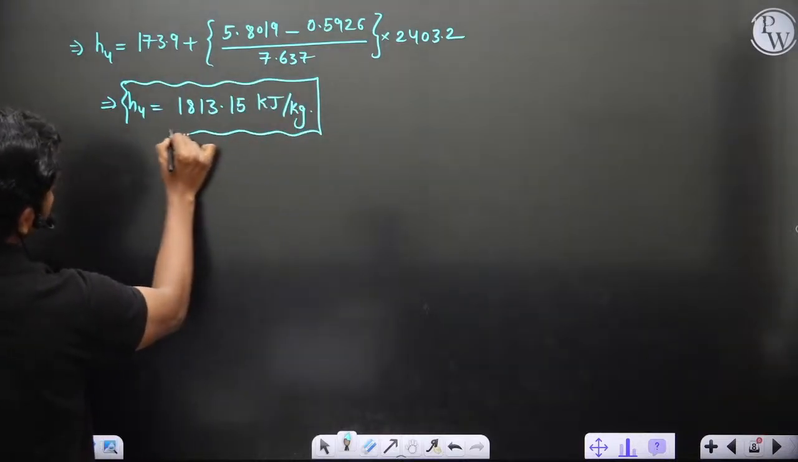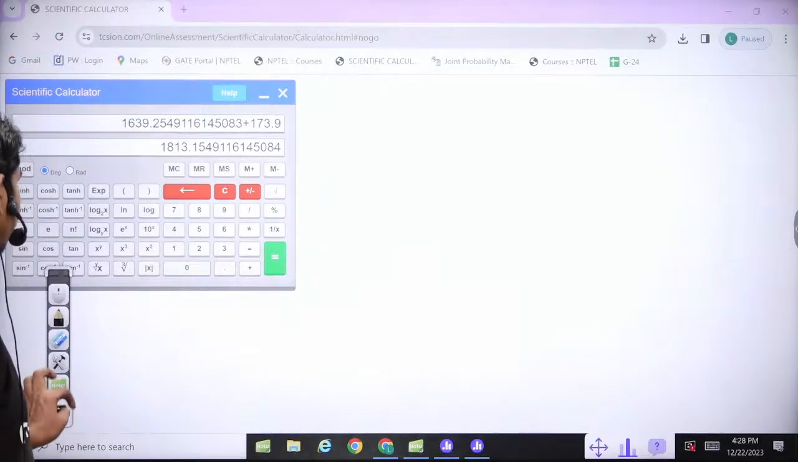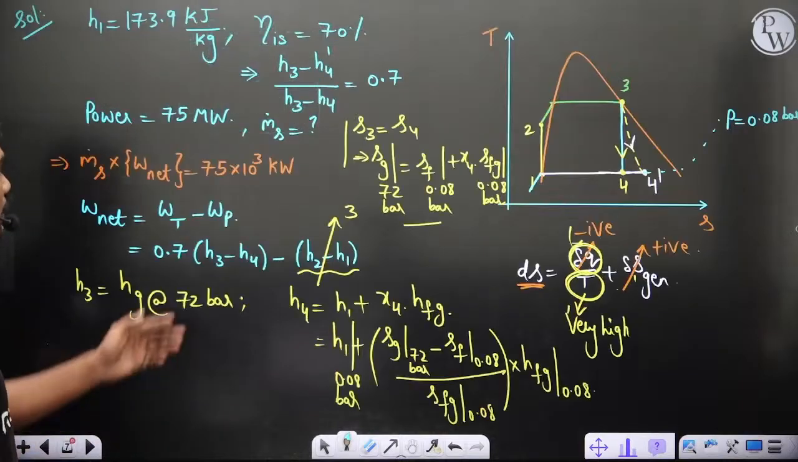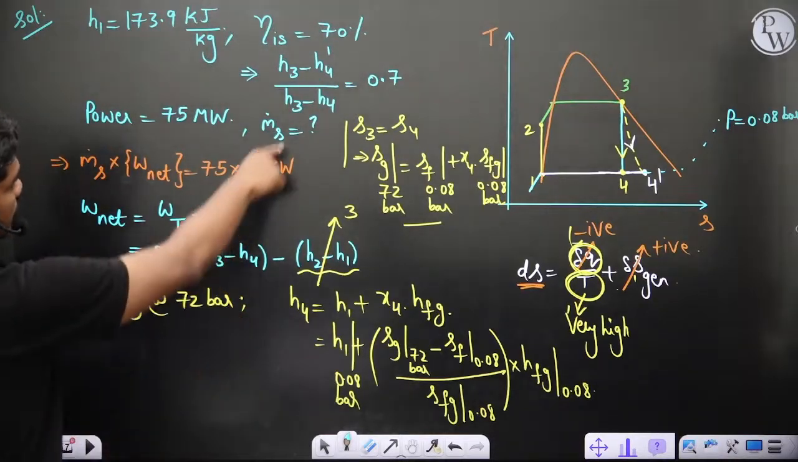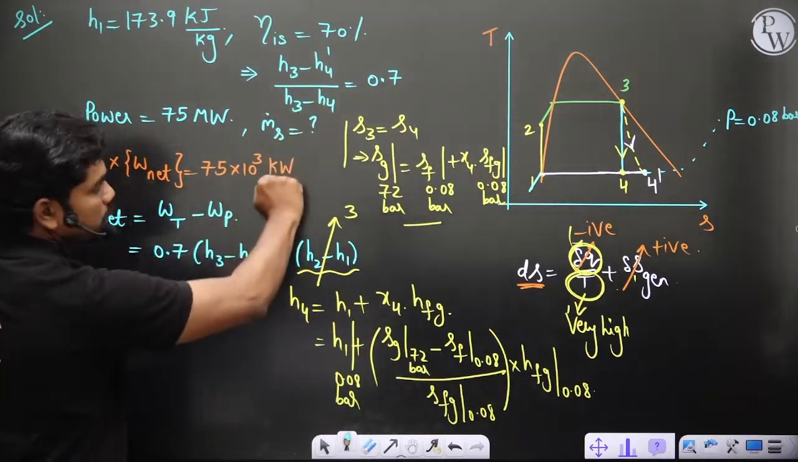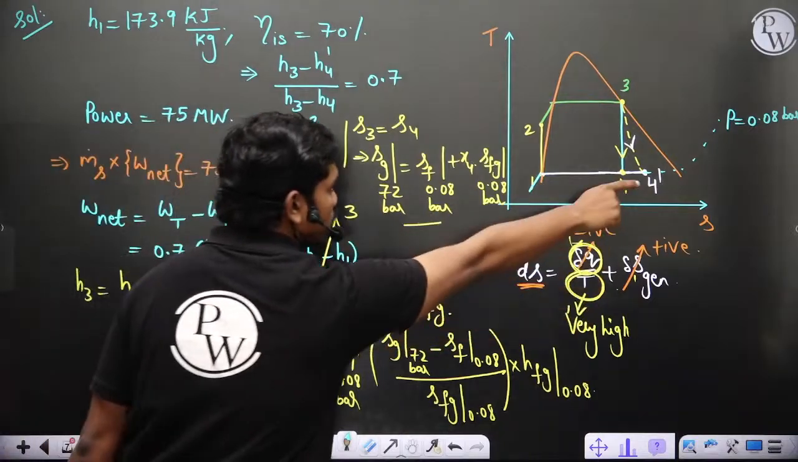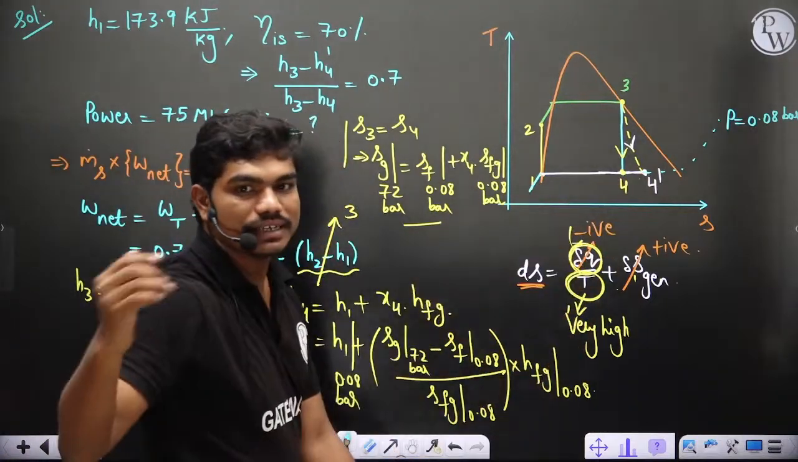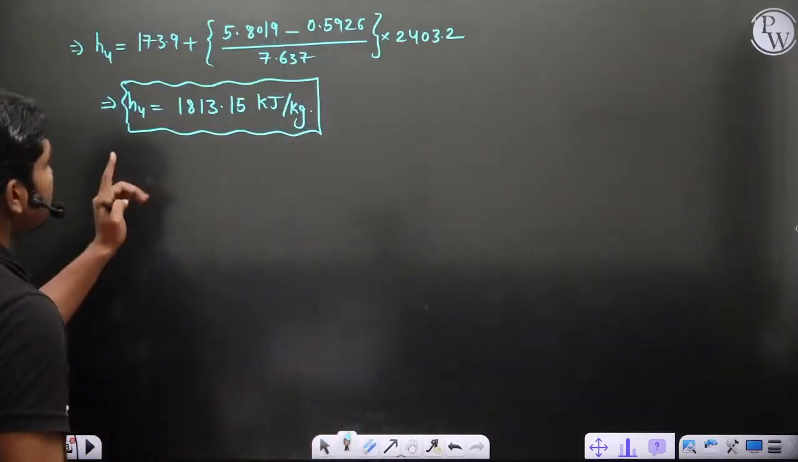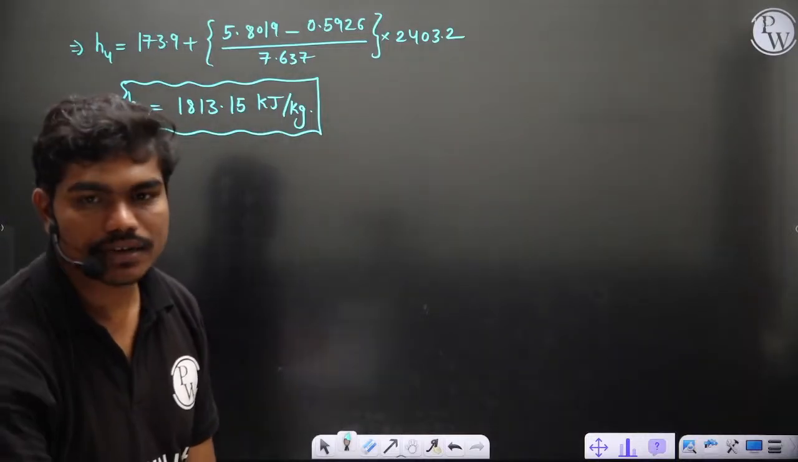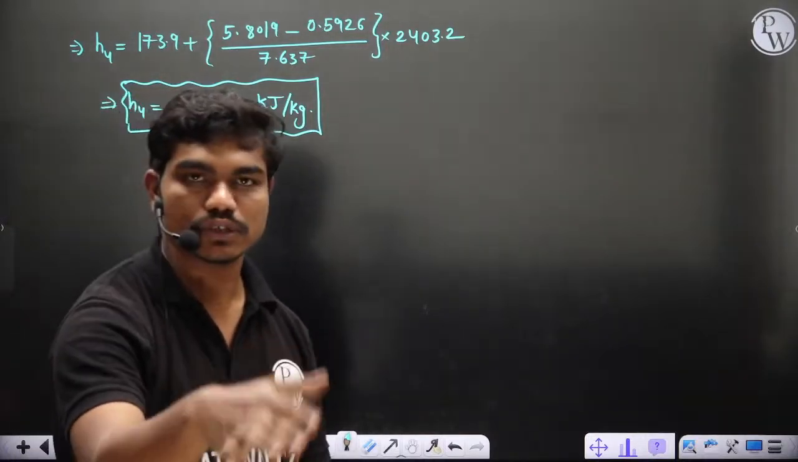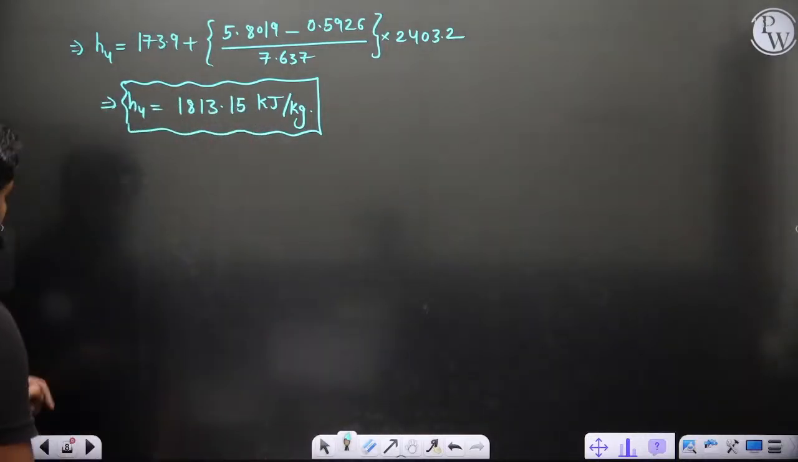H4 is here. Okay, so this is H4, 1813.15. This calculation became easy because actually we have converted this H4 dash into H4. Practically using entropy relations, if you want to calculate the dryness fraction here, it would have been very difficult for you. Okay, so 1813.15, correct? Yeah, 1800, somewhere close to 1810 is fine. Okay, now this is what you have.